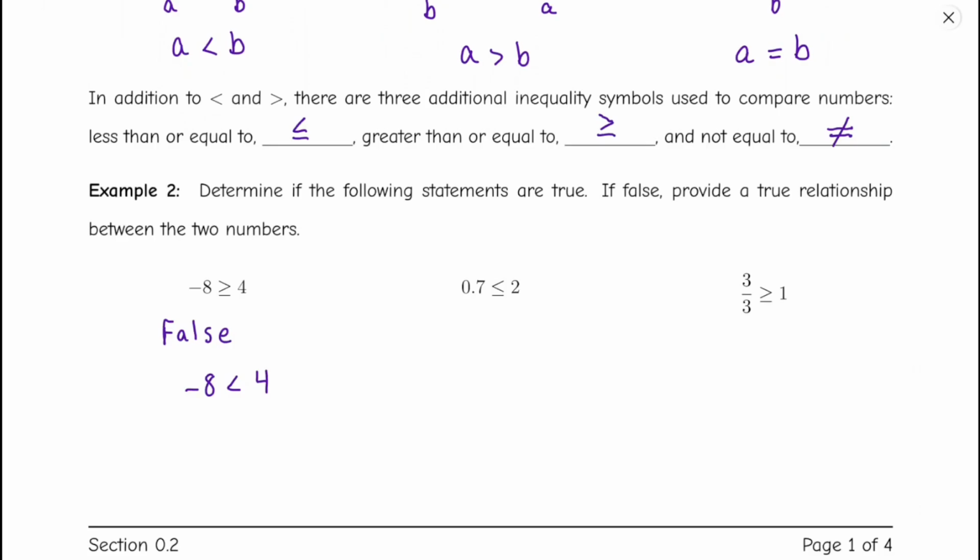0.7 less than or equal to 2. Well, that is true. And then 3 over 3, is that greater than or equal to 1? Well, you can reduce 3 over 3, which is 1. Is 1 greater than or equal to 1? Yes, that is true. Because of the or equal to part of the inequality.